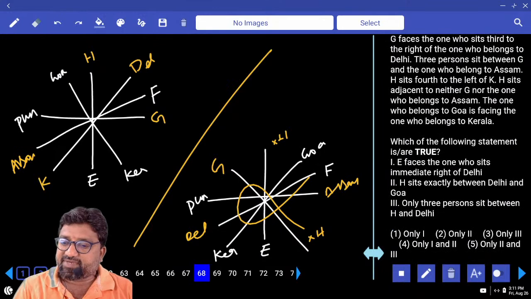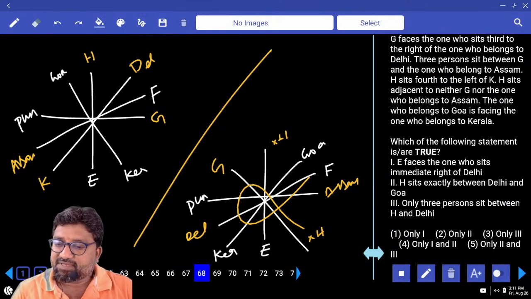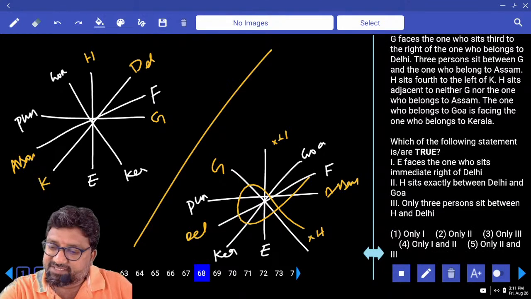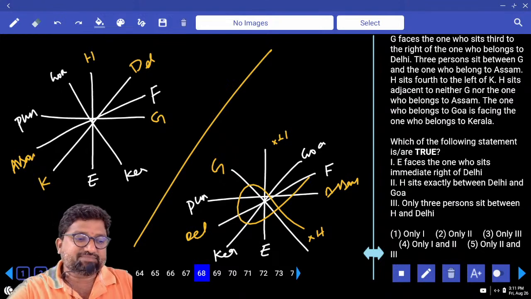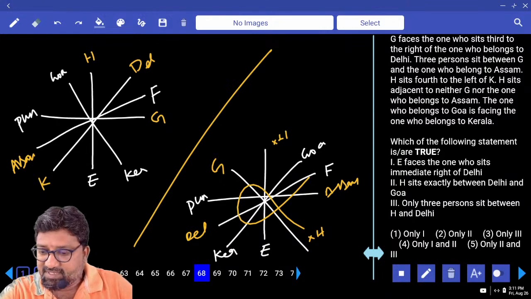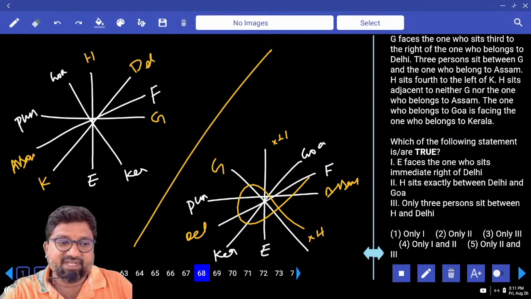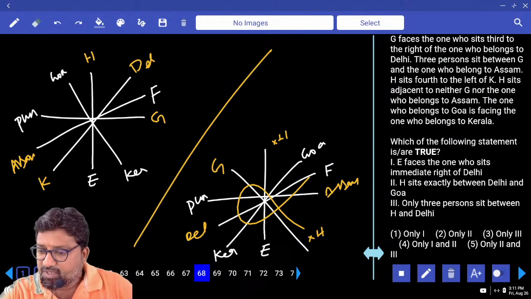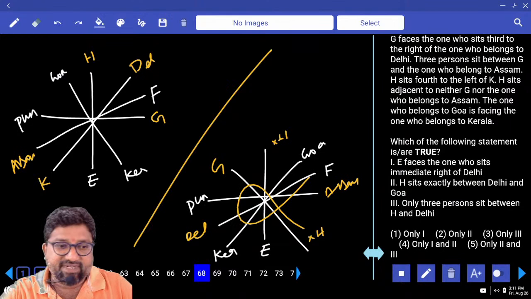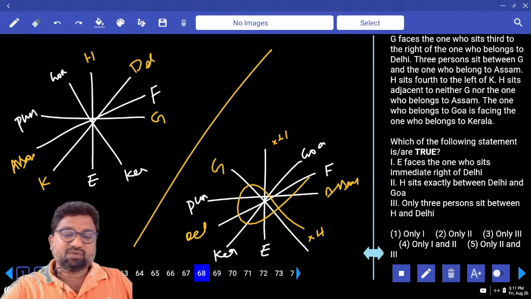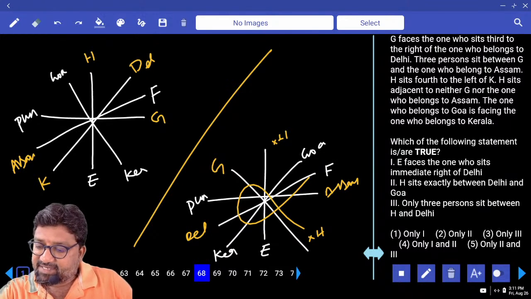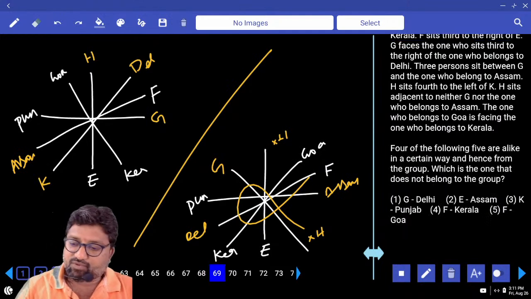Which of the following statements are true? E faces the one who sits to the immediate right of Delhi. Yes. H sits exactly between Delhi and Goa. Yes. Only 3 persons sit between H and Delhi. No. Only 1 and 2. A option amma, fourth option.